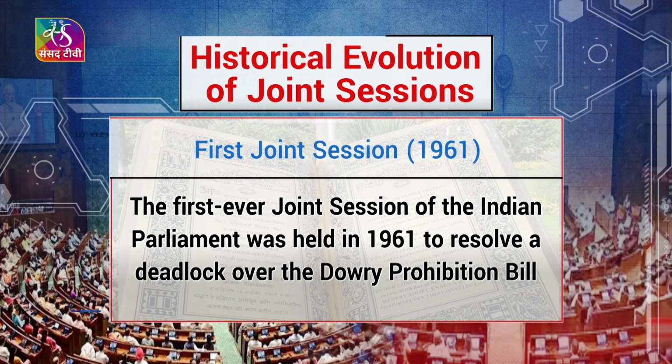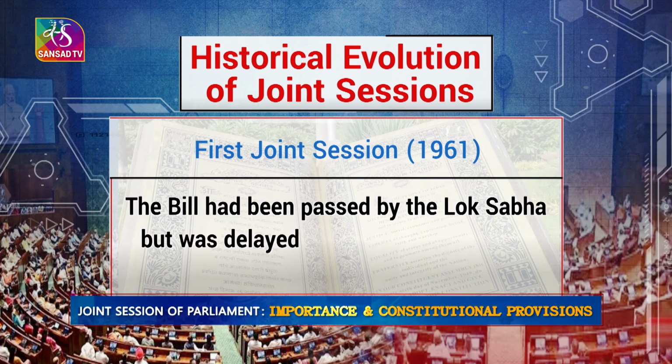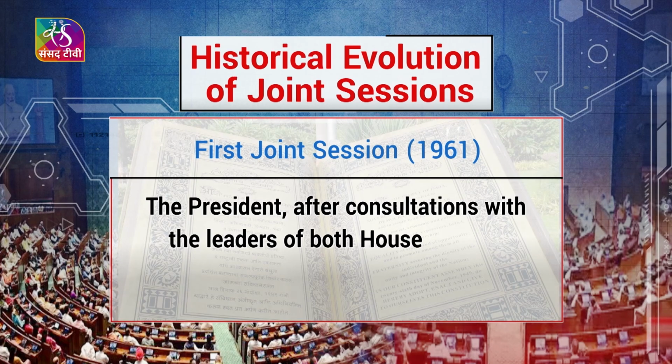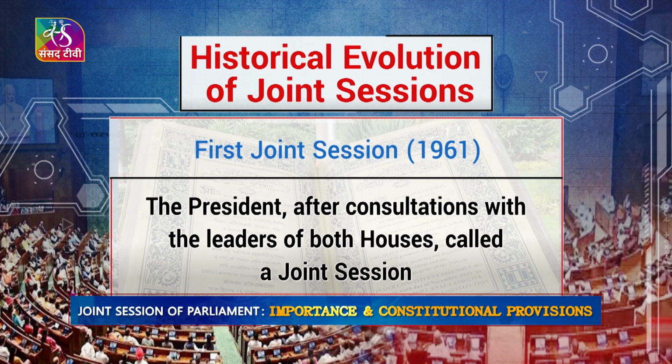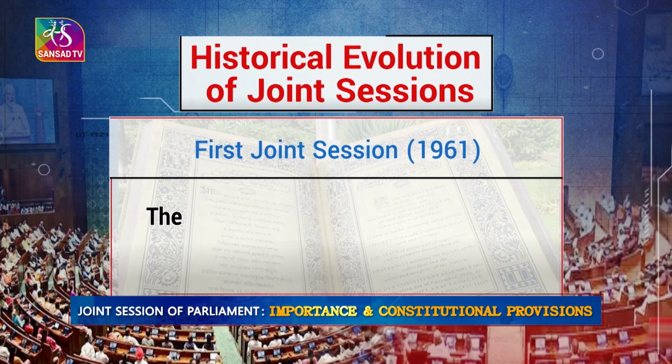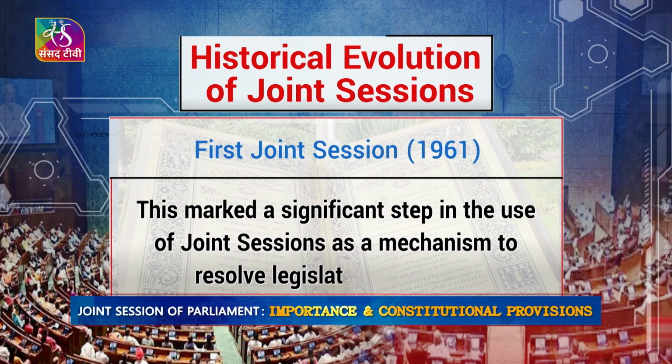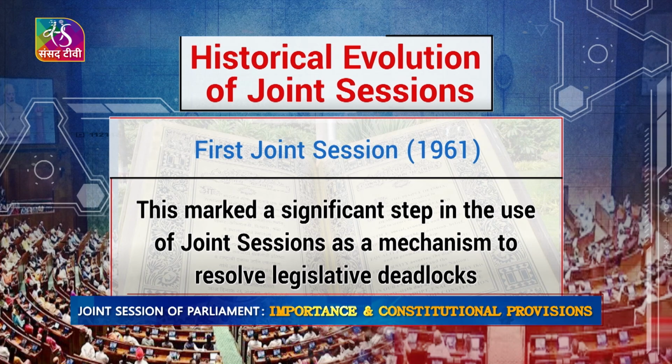prohibition bill. The bill had been passed by the Lok Sabha but was delayed in the Rajya Sabha due to objections. The President, after consultations with the leaders of both houses, called a joint session where the bill was passed and subsequently enacted into law.